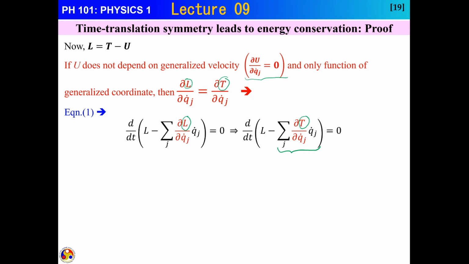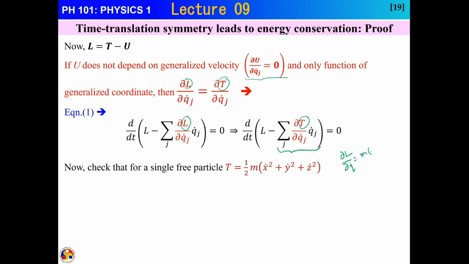So let's take an example where a free particle whose kinetic energy is given in this functional form. So what would be the partial derivative of T with respect to q dot? I can write it simply. The derivative with respect to q dot is m times x dot plus y dot plus z dot. And now I have to multiply with another q dot. That means I can multiply by x dot here, y dot here, z dot here.